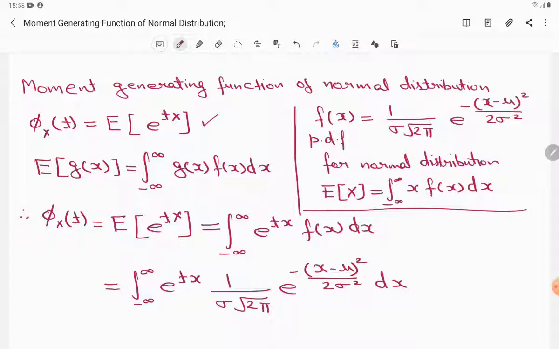Now if you remember, if we want to find the mean of a variable X, then we write E of X, which is nothing but the mean of the variable X, and that is given by the integral from minus infinity to plus infinity of x times f of x dx, where f of x is the PDF, or probability density function. Now for the case of the normal distribution, the PDF is given by 1 by sigma under root 2 pi, e to the power minus (x minus mu) whole square divided by 2 sigma square.